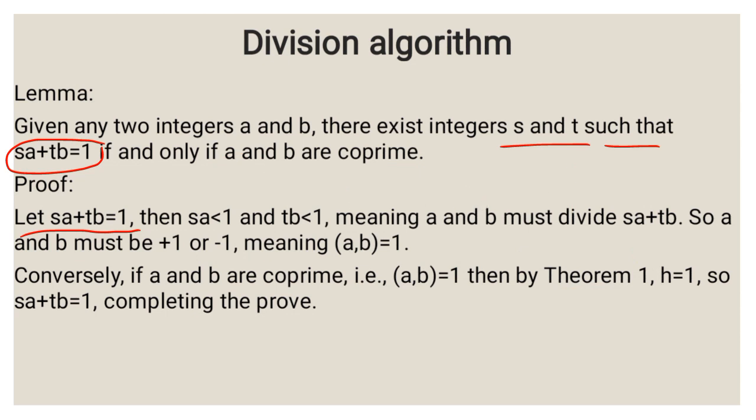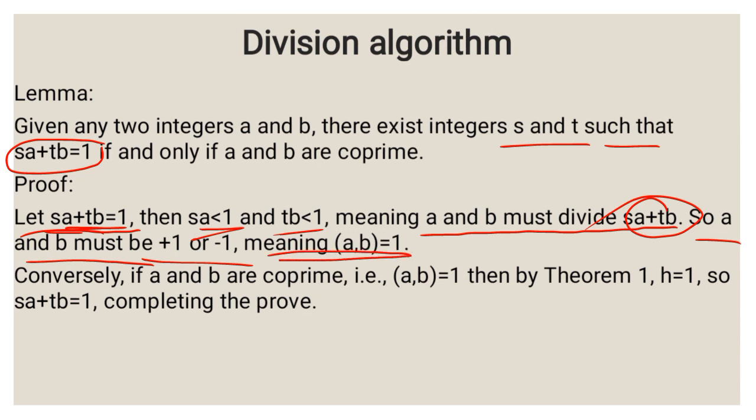So in that case, if we compare it with what we're trying to sum here, we have SA plus TB. It means my SA must be less than 1 and my TB must be less than 1. Meaning that A and B must divide SA plus TB. They should be able to divide the sum because they're less than 1. So A and B must be plus or minus 1, is that not so? Because it has to be smaller than 1. And so, definitely the GCD of A and B will be equal to 1 based on the argument you have seen me use thus far.